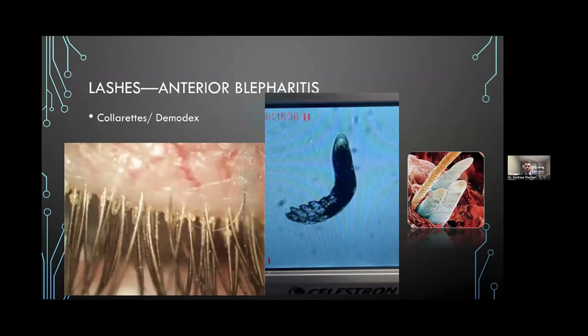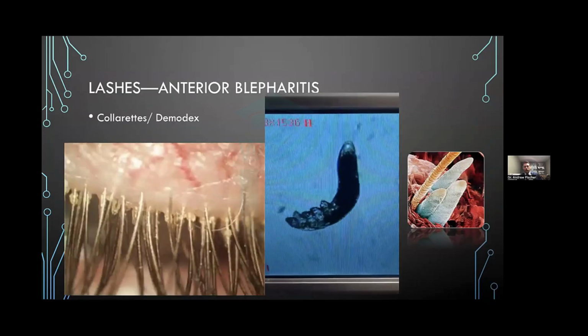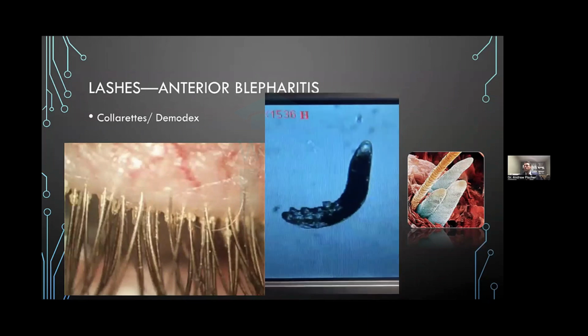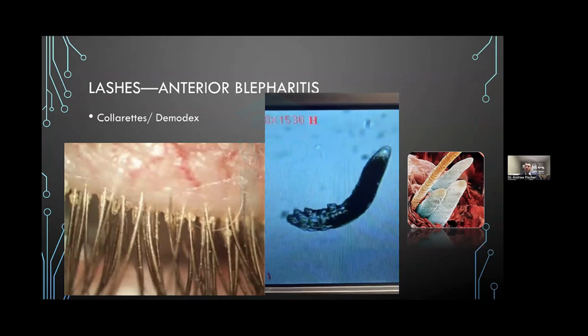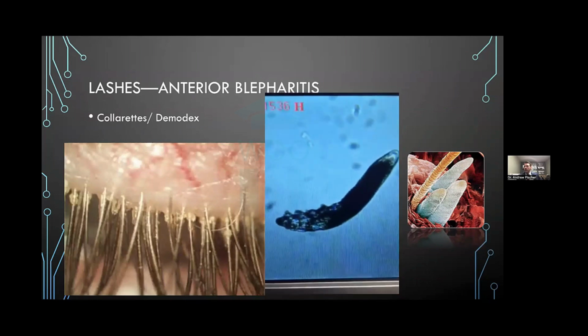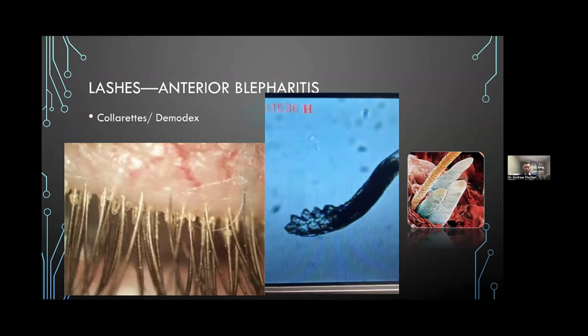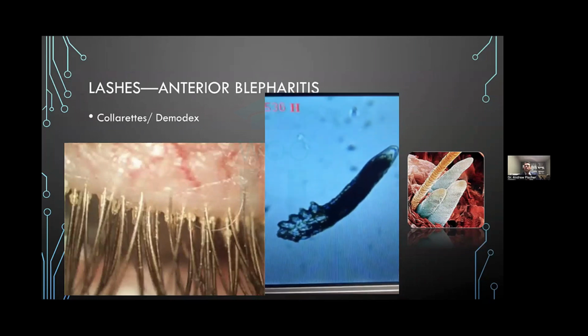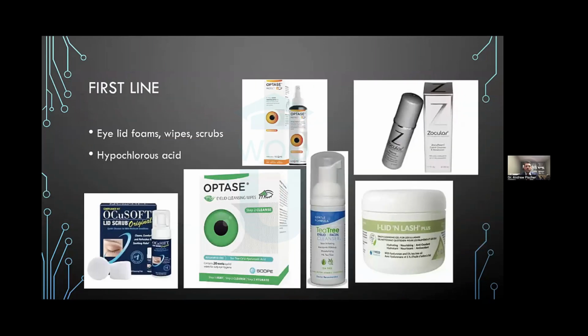And we're all familiar with our friend the Demodex here. That's an infestation of the eyelids. There's 100% correlation of patients that have collarettes around their eyelashes, like this picture on the bottom left shows, that have Demodex infestation. So it's important that we take care of that and clean the eyelids too.